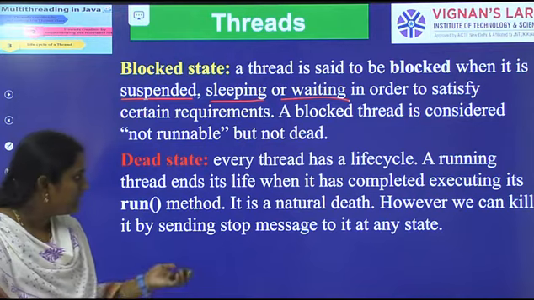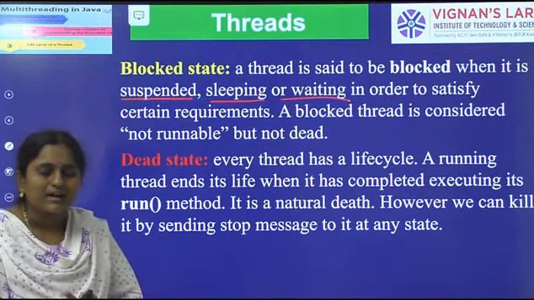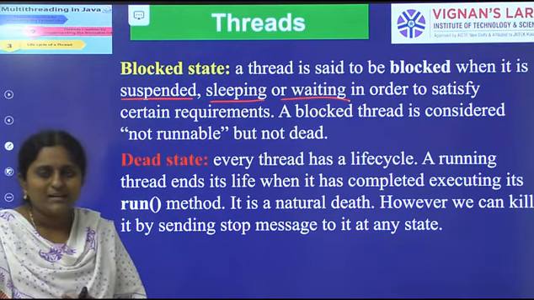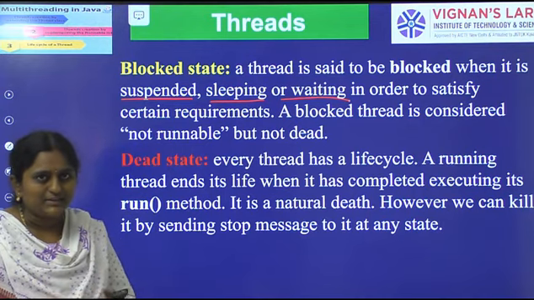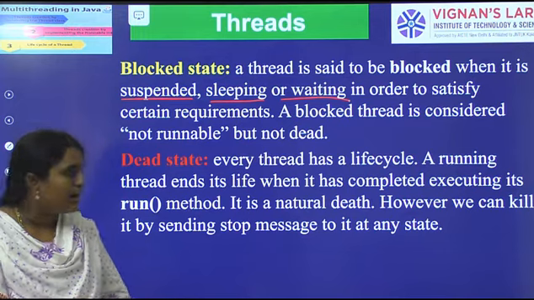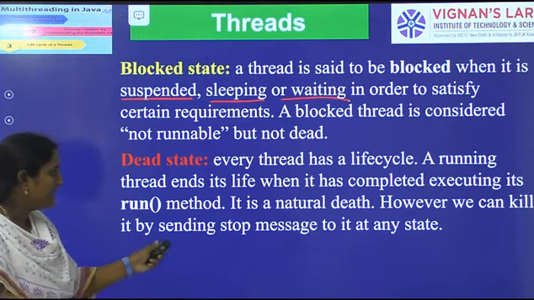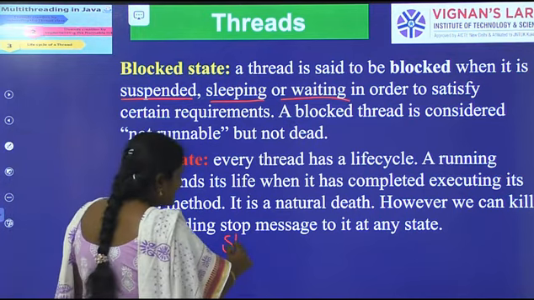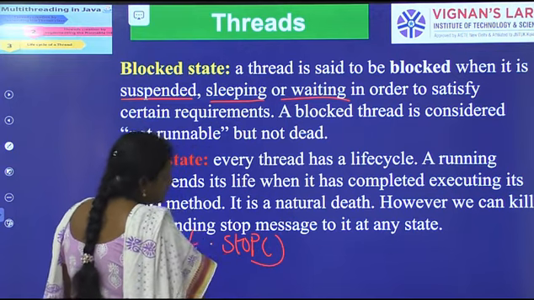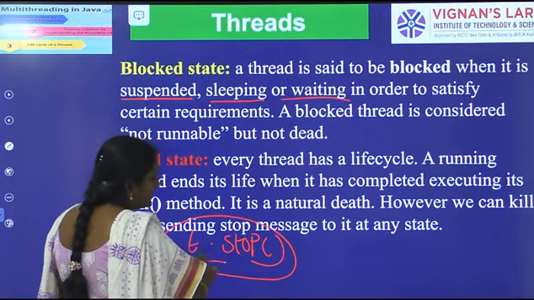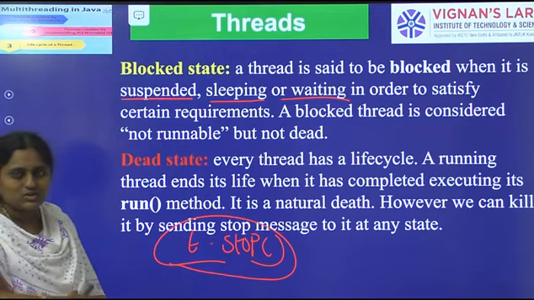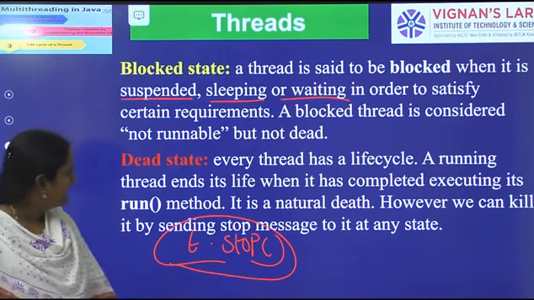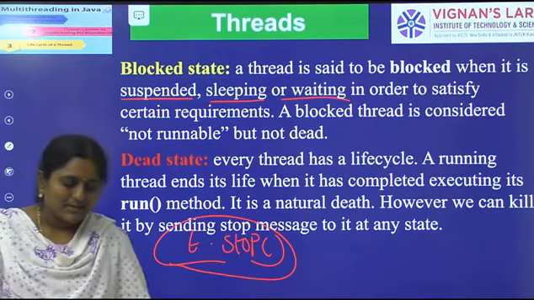So the dead state comes after the running and runnable states. If no interrupts are there, the thread automatically moves to the dead state. It is a natural death. Suppose we want to stop a thread: we can kill it by sending a stop message in any state, by explicitly calling the stop method. So it is a forceful death. The thread will move into the dead state. So this is the thread life cycle.